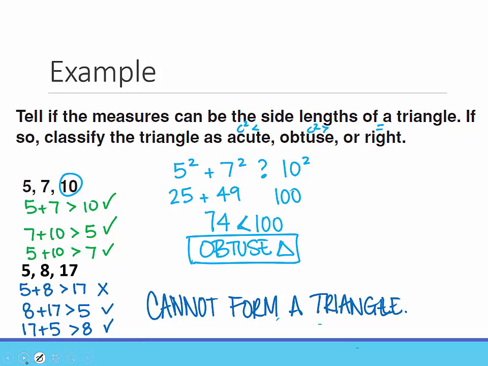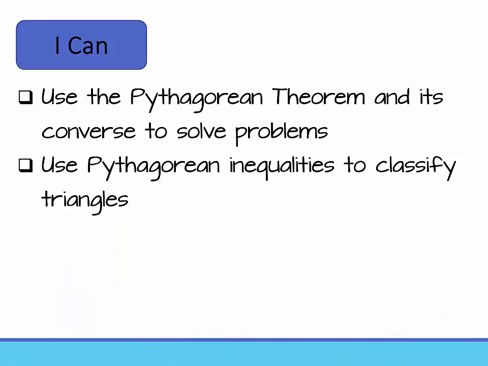So we're done. You should be able to use the Pythagorean theorem and its converse, and then use Pythagorean inequalities to tell me if something's obtuse, right, or acute.